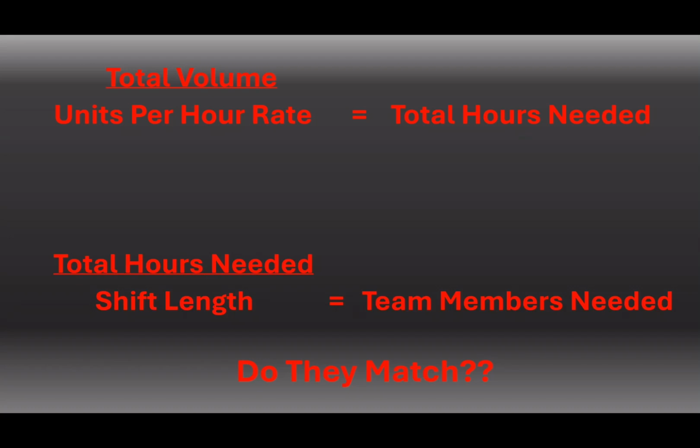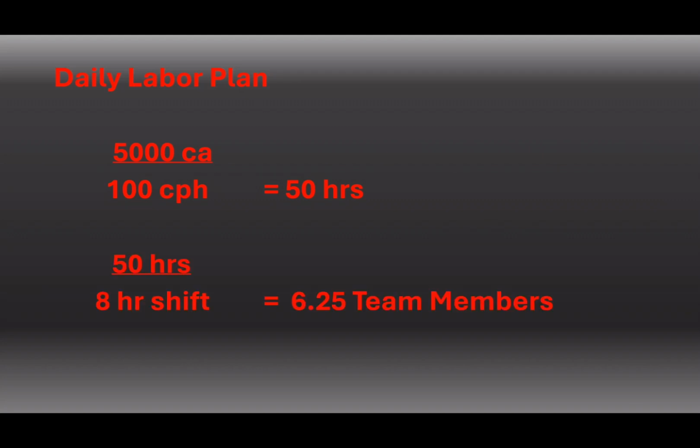Using an example for a daily labor plan, let's say that you have a total workload of 5,000 cases needing to ship today. If each team member processes a rate of 100 cases per hour, you need a total of 50 labor hours to complete today's required workload. If you are working 8-hour shifts, 50 hours divided by 8 hours equals 6.25 team members. As you look at your staffing for the day, if you have 6 or 7 team members, you'll be reasonably close and your labor plan will be successful.